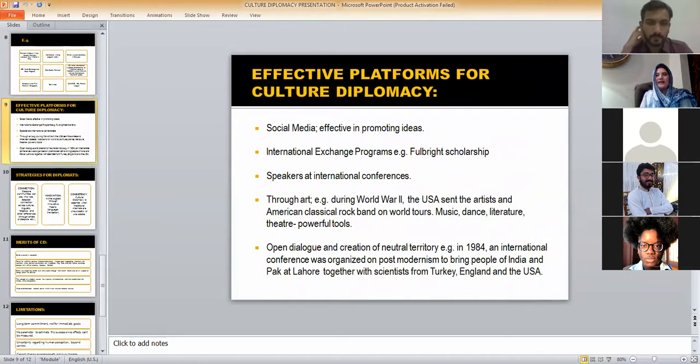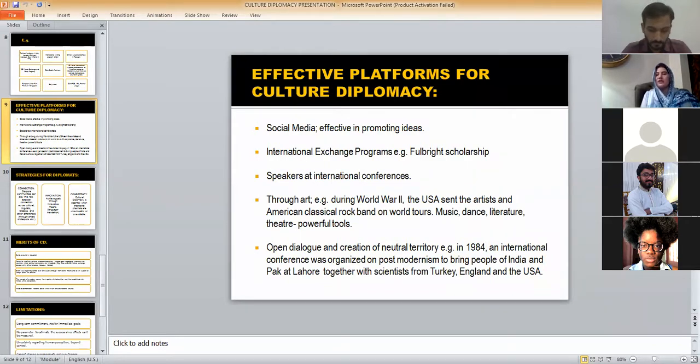Then, effective platforms for cultural diplomacy. What platforms would you need for cultural diplomacy? Social media is effective in promoting ideas, as are international exchange programs like Fulbright and other international programs that you can apply for, and speakers at international conferences. Through art during World War II, the US sent artists, as I've already talked about, and an American classical rock star band on a world tour.